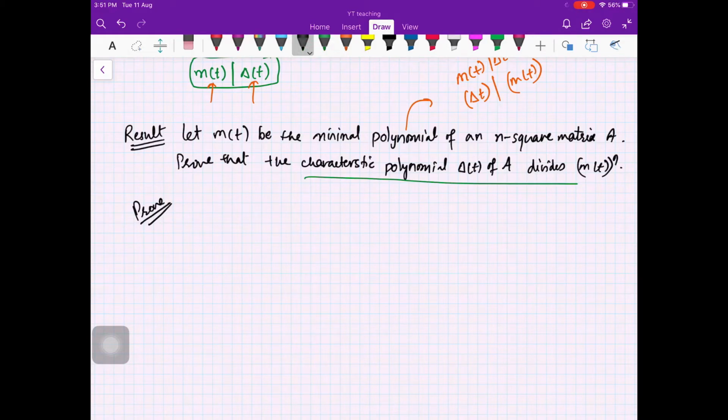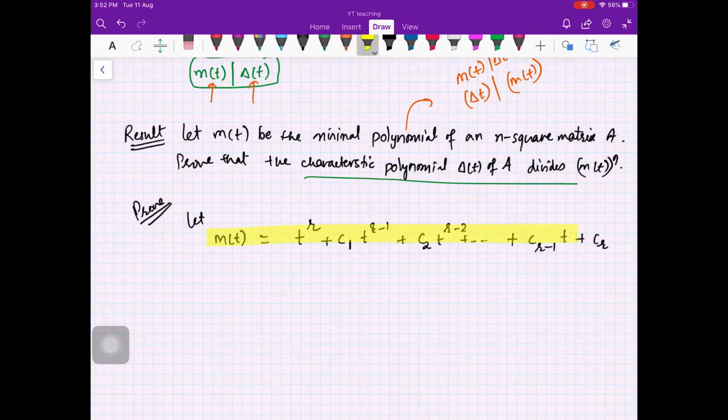First of all, let m(t), which is your minimal polynomial, and by definition this is a monic polynomial, so because we don't know the degree, let r be the degree. The first coefficient will be 1, so m(t) = t^r + c1 t^(r-1) + c2 t^(r-2) and so on, plus c(r-1) t plus c(r). So you assume that your minimal polynomial looks like this, right?